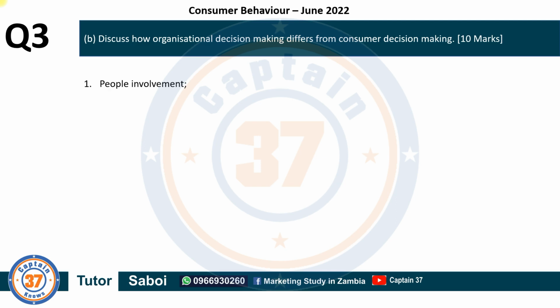One of the differences is that of people involvement. When it comes to consumer decision making, individuals can make decisions all by themselves. They may not need to consult anyone. As long as someone has the money, they can make a purchase. Whilst organizations have got an established decision-making unit, and this, for example, will include users, approvers, gatekeepers, financiers, and others. So one of the differences between organizational decision-making and consumer decision-making is that of people involvement.